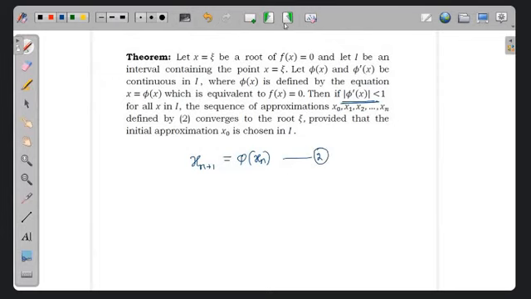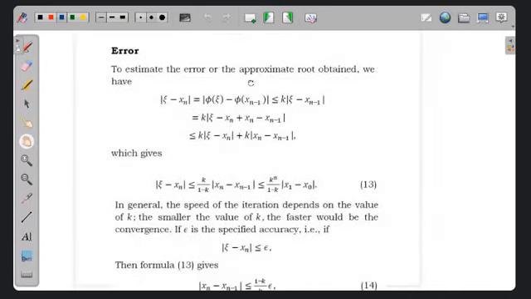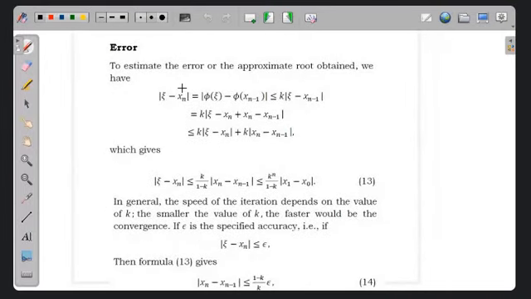Now let's see how to estimate the error here. To estimate an error, we will take the exact root and an approximated root, and we see the difference between them. At the exact root, we know that xi will be equal to phi of xi. So that we have written here. And you know the formula for x n: x n will be equal to phi of x n minus 1.